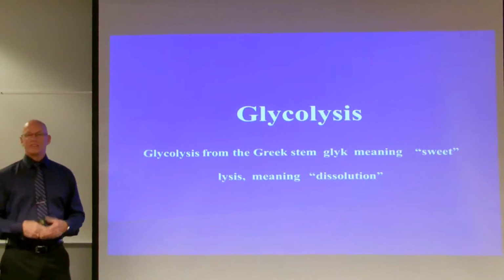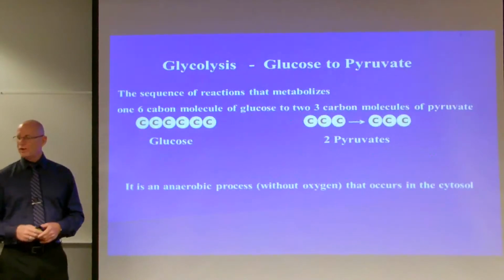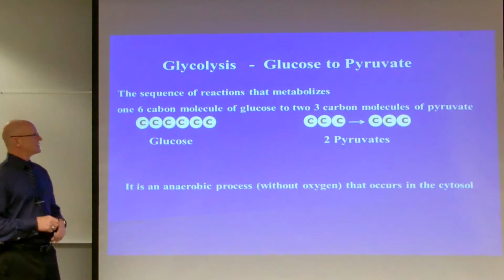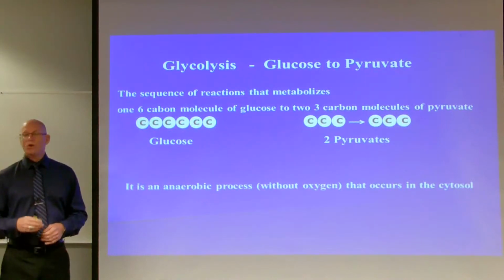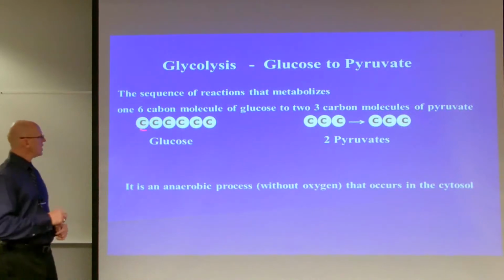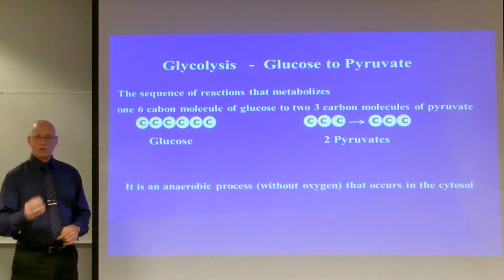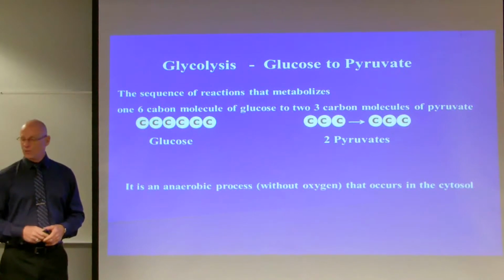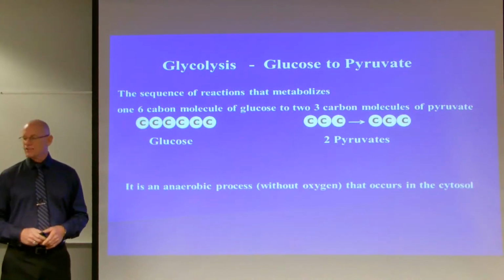Glycolysis comes from the Greek stem word, the stem glyk, meaning sweet. And lysis means dissolution. So glycolysis is sweet dissolution. It's the dissolving of a sugar. Okay, glycolysis is glucose to pyruvate. It is the sequence of reactions that metabolizes one 6-carbon molecule of glucose to two 3-carbon molecules of pyruvate. It is an anaerobic process without oxygen that occurs in the cytosol.